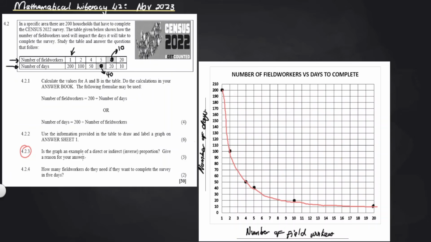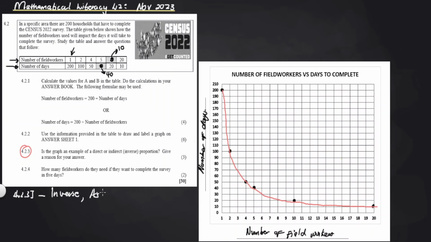Now, for 4.2.3, they are asking us about the relationship that is established on the graph. Is the graph an example of a direct or indirect proportion? Give a reason for your answer. Looking at the graph as you drew it, is this direct or indirect? Just looking at the graph, you can see with the eye that the number of days decreases as the number of field workers increases, right? So this is inverse.